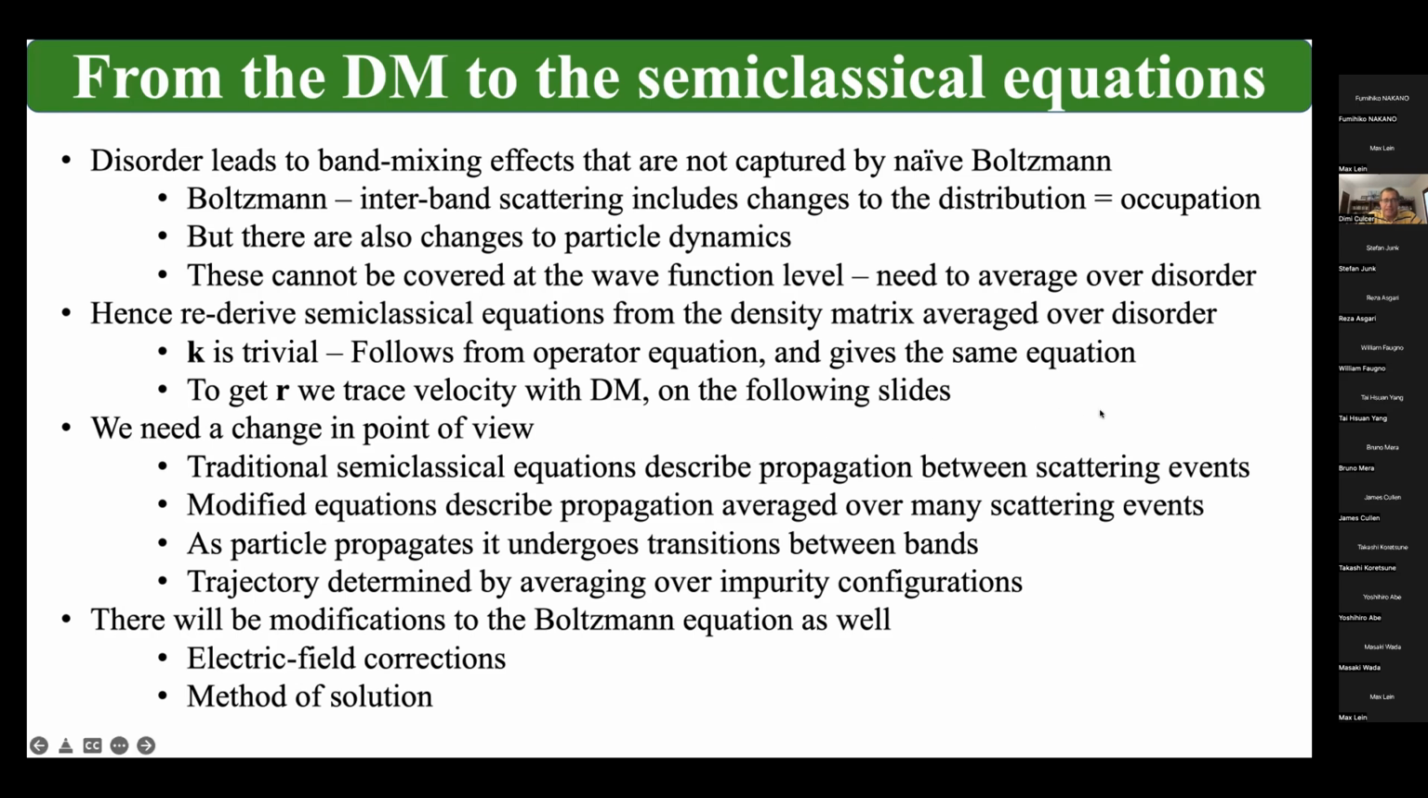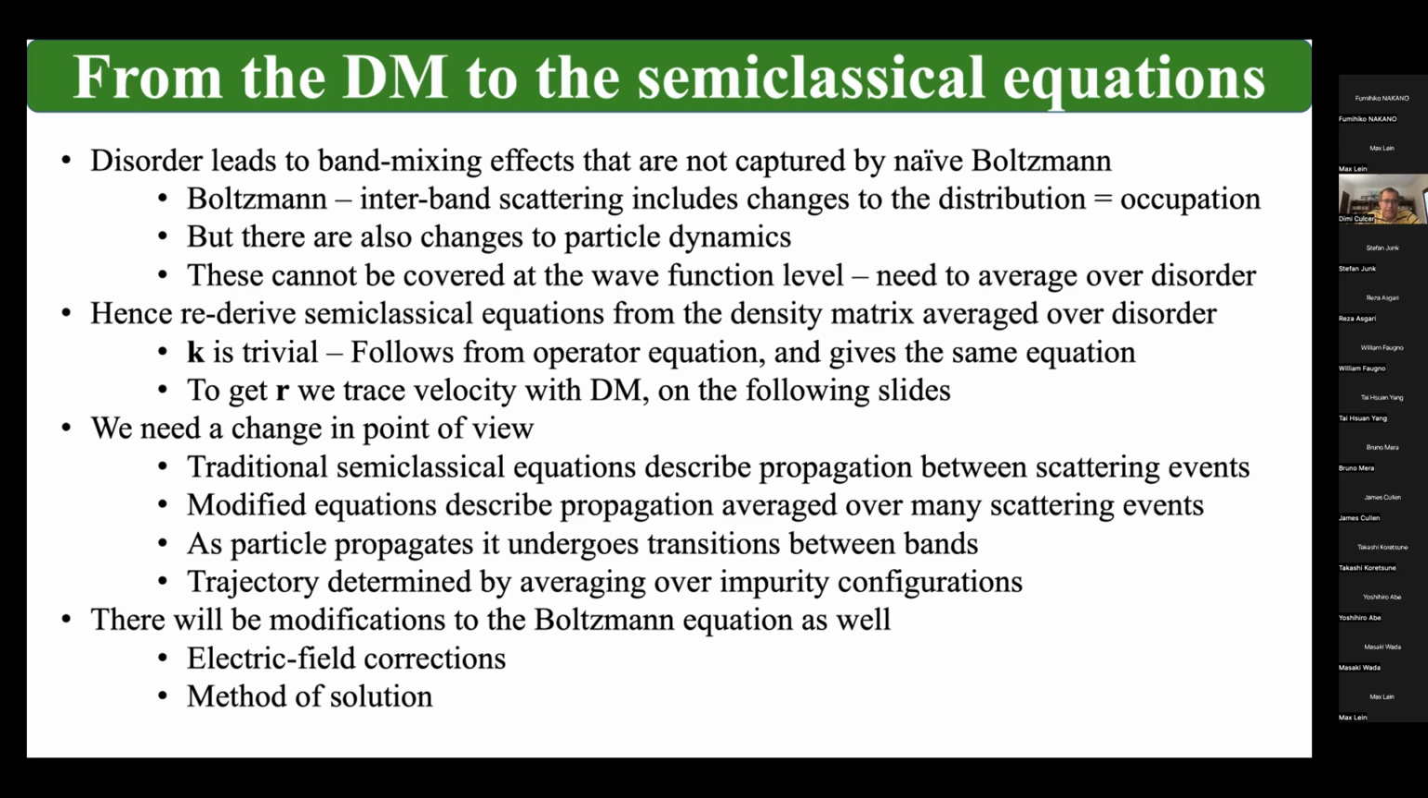In the traditional semi-classical approach, we have propagation between scattering events. But if we're going to come up with modified equations that are averaged over disorder, then these will describe particle propagation averaged over many scattering events. As the particle propagates, it will undergo transitions between the bands, and so essentially disorder is going to lead to some admixture in the wave function. The trajectory is going to be determined by taking whatever we get and averaging over impurity configurations. So there are going to be modifications to the Boltzmann equation as well, but that part is more straightforward.